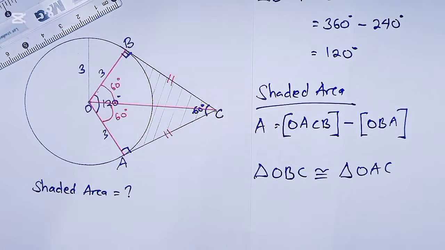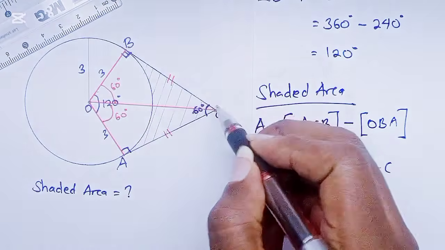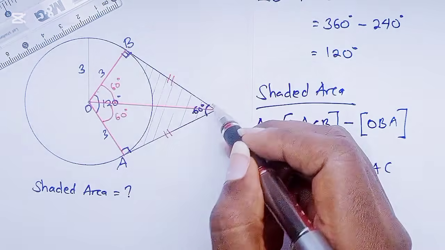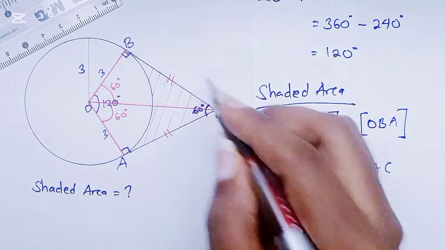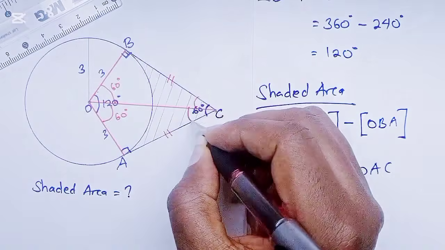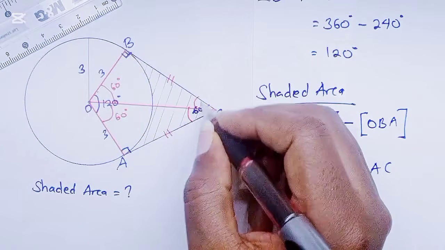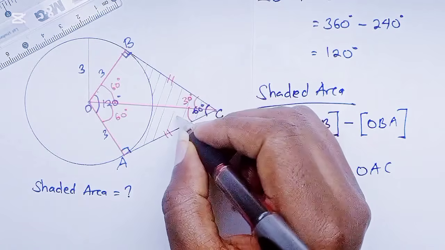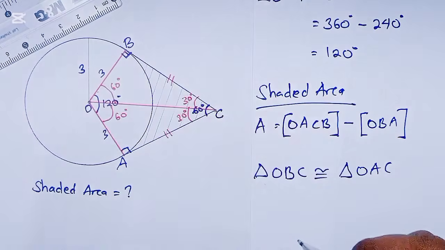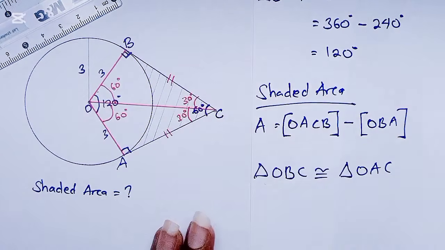Okay? Also, this angle here, BCO, is equal to angle OCA. So this one is equal to this one. If the whole of it is 60, this will be 60 divided by 2, which is 30 degrees. Also, this will be 30 degrees.